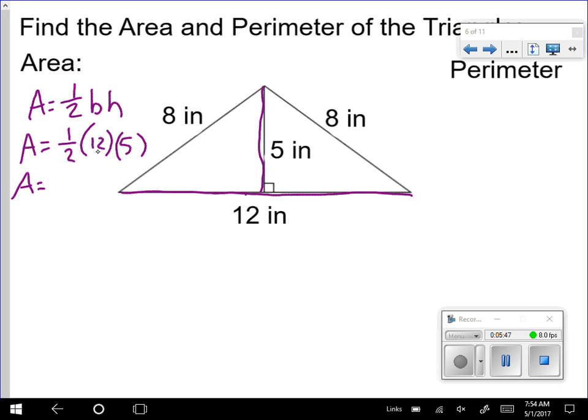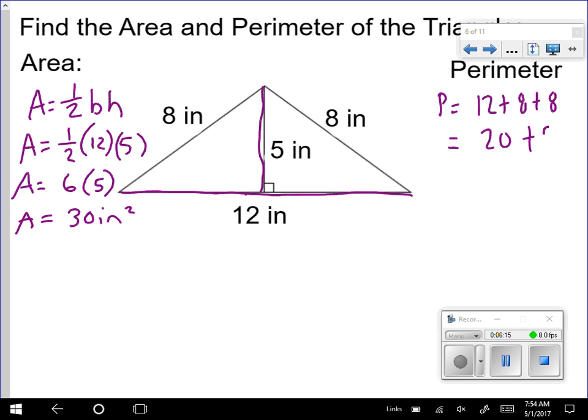Okay. 1/2 of 12. I know a lot of you struggle with some fraction pieces, but think of it that way, half of 12. Or you can always use the calculator, 0.5 times 12, but that would be 6 times 5, which would give us 30 inches squared. Okay, we wanted to find the perimeter, add all our sides, 12 plus 8 plus 8 would give us 20 plus 8, which would be 28 inches. And make sure to label.